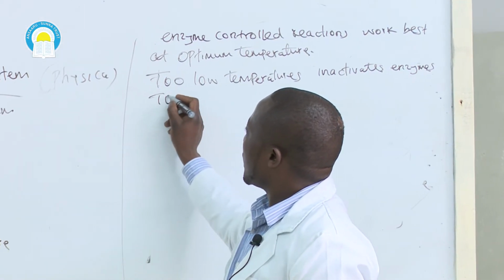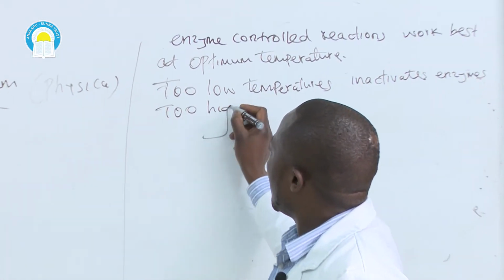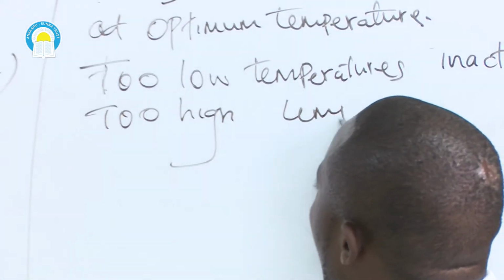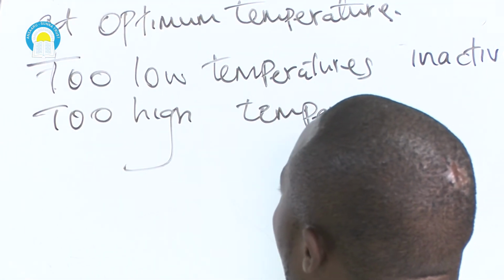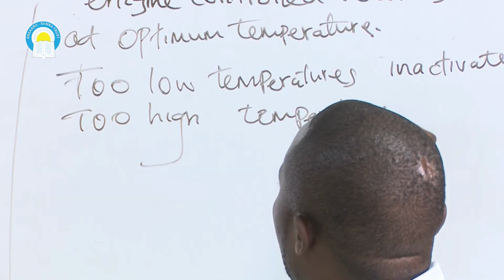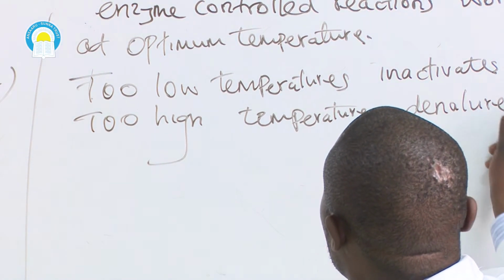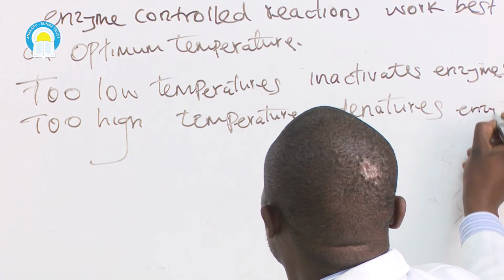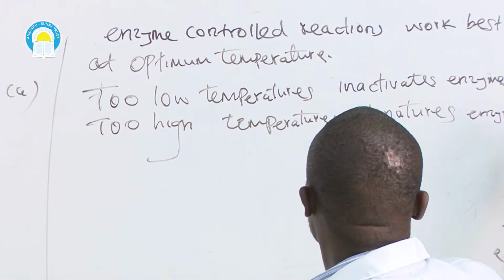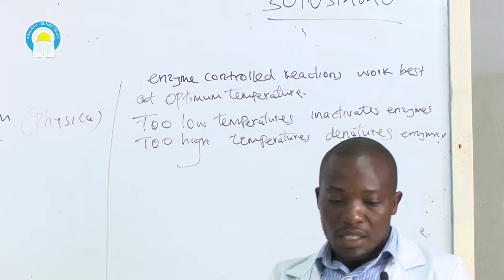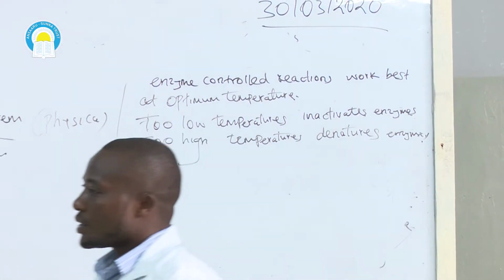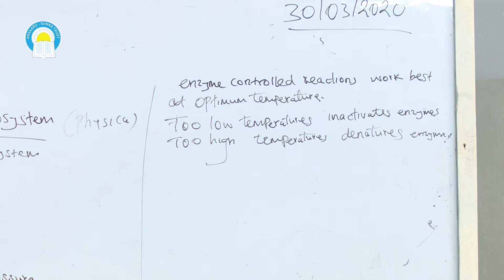Too high temperatures denature enzymes. Denatures means destroys. It destroys the enzymes which are controlling the reactions.